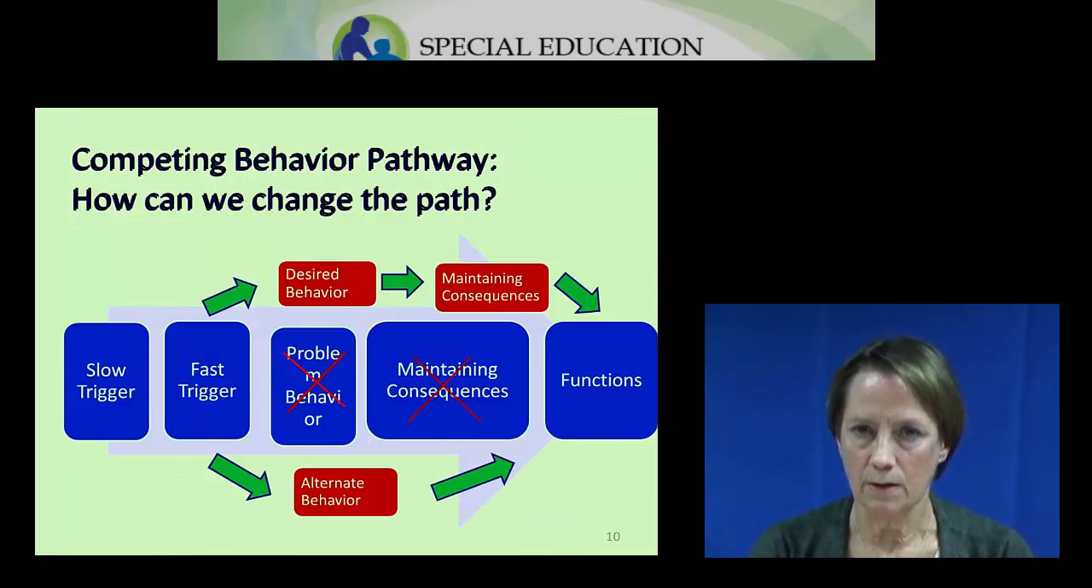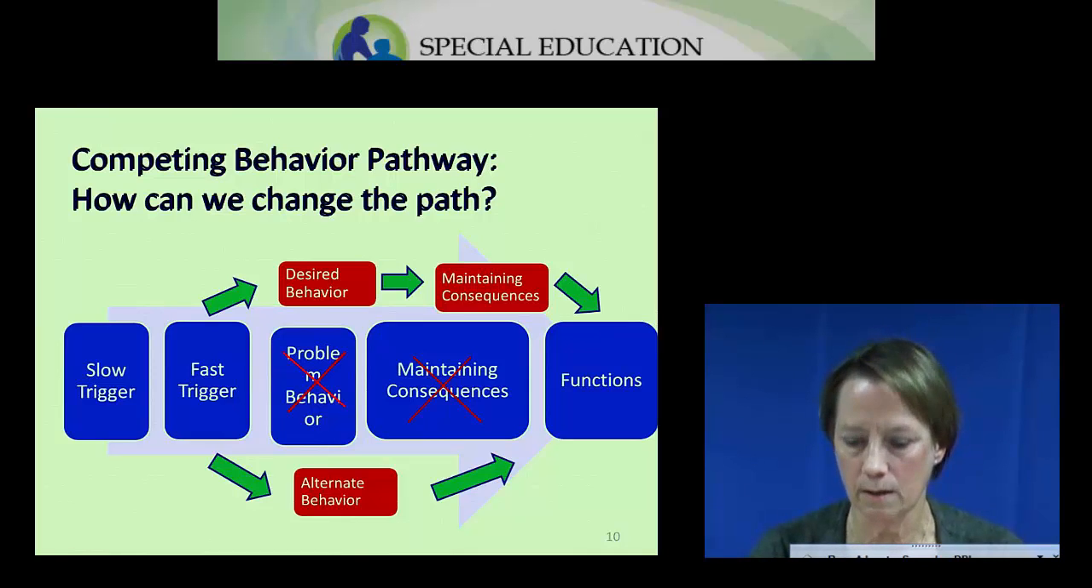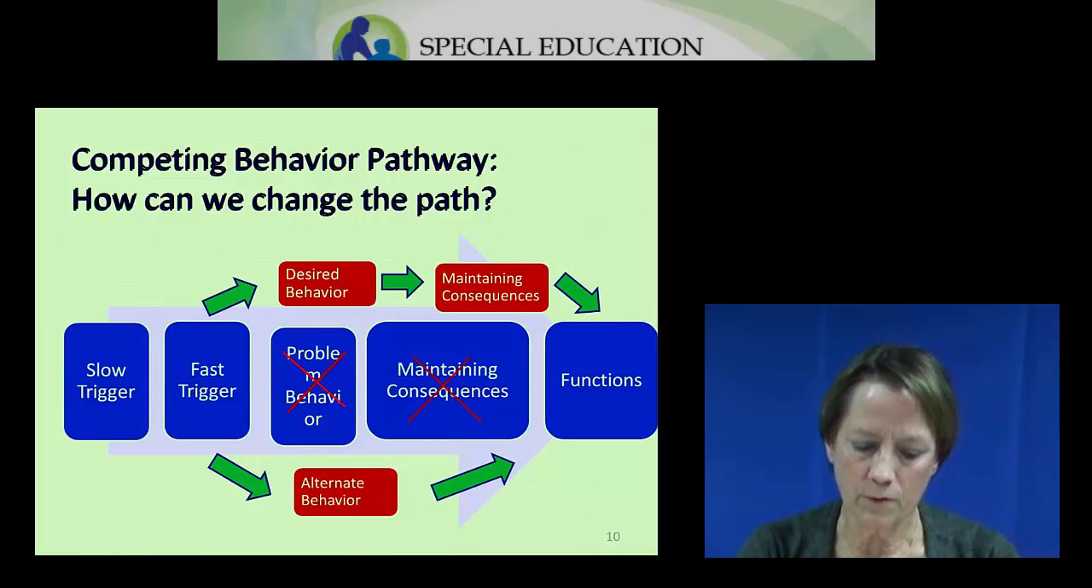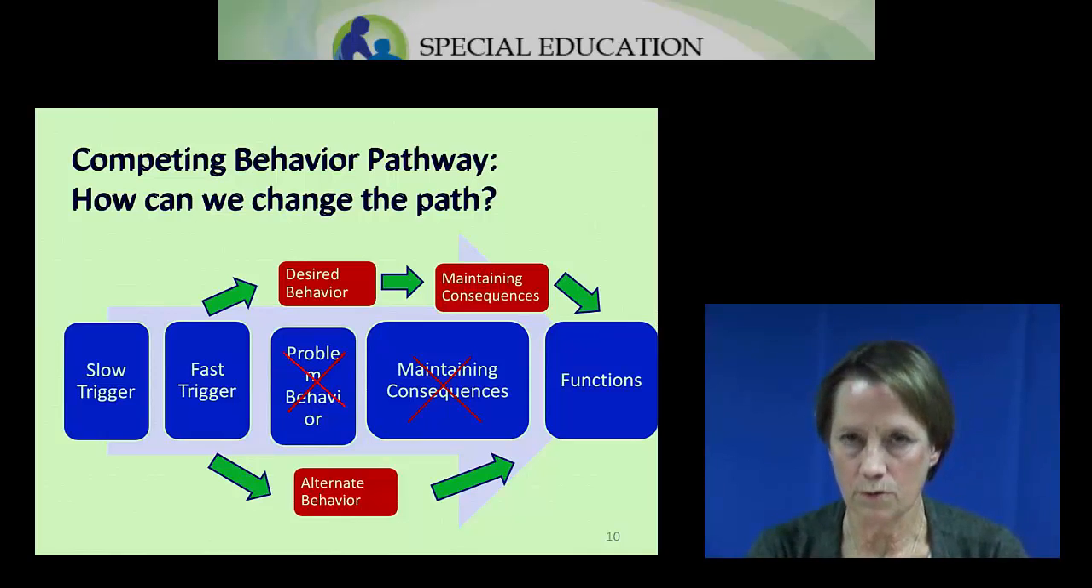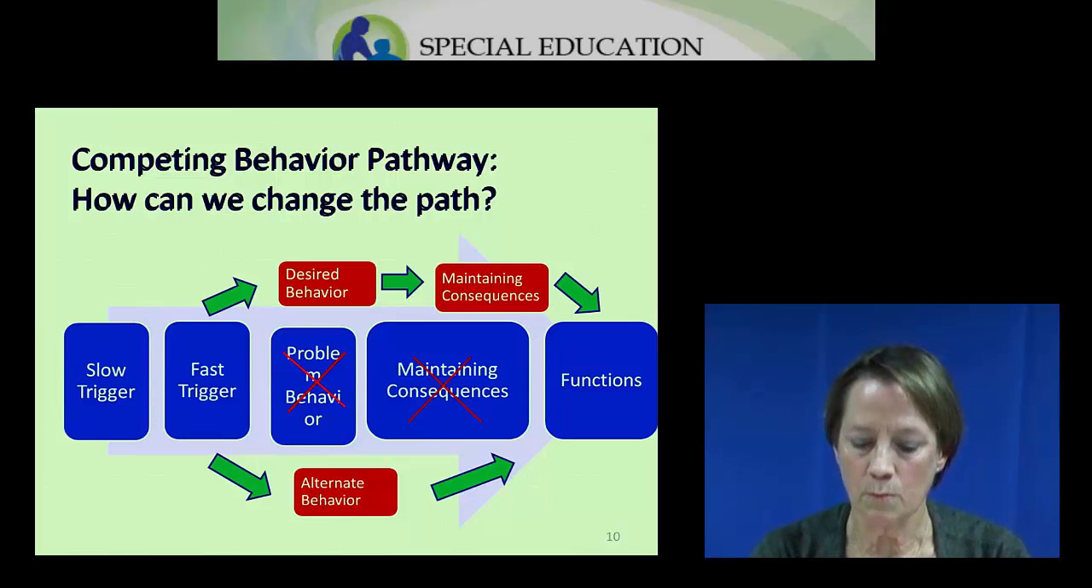So once we've identified the pathway that's leading to the behavior that's a problem, now we can start to identify what we call a competing behavior pathway. So here we can do this in 2 ways. First, if you look at the upper row of boxes, we can identify a desired behavior that we really want Joe or another student to carry out instead of the problem behavior. And then we can adjust our slow and fast triggers and our maintaining consequences to use this more desired behavior to meet the functions that the student is trying to meet.